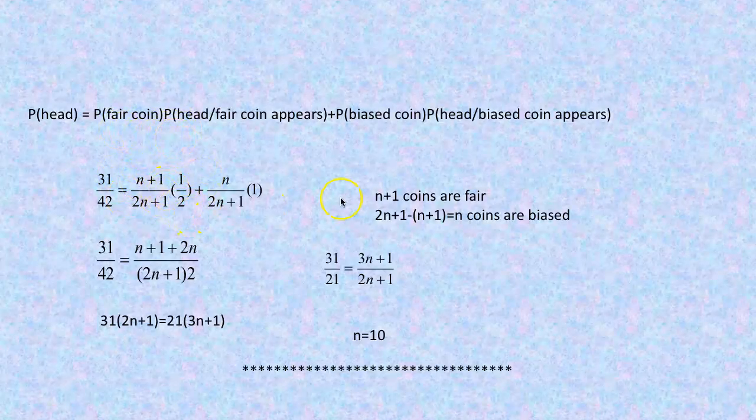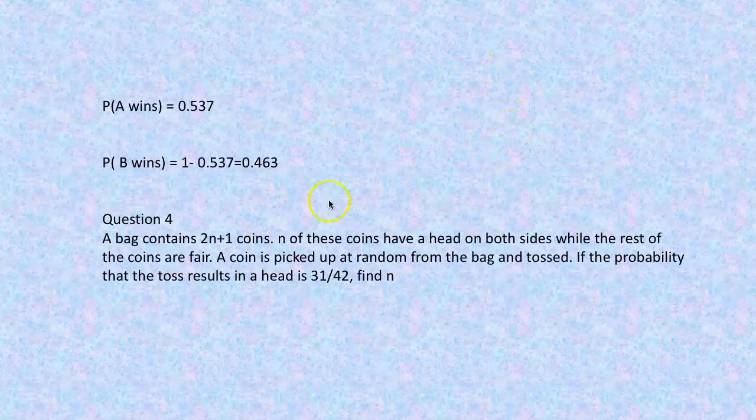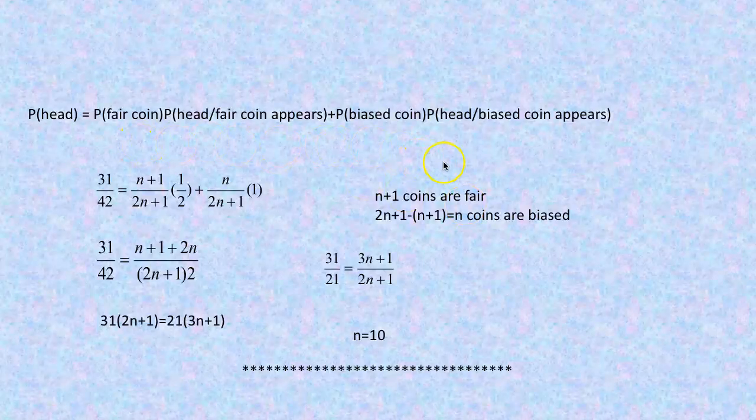Probability of a fair coin is n plus 1 out of 2n plus 1. And probability of a head given that a fair coin appears is half. Of the 2n plus 1 coins, n are biased. So probability of a biased coin will be n by 2n plus 1. And because you are given that n of these coins have a head on both sides, probability of a head given that a biased coin appears would be 1. So we get 31 by 42. LCM is 2n plus 1 into 2. So it is n plus 1 plus 2n. So 31 by 42 equals 3n plus 1 by 2 into 2n plus 1. Cross multiplying, we get 31 into 2n plus 1 is 21 into 3n plus 1. So your answer is n equal to 10.